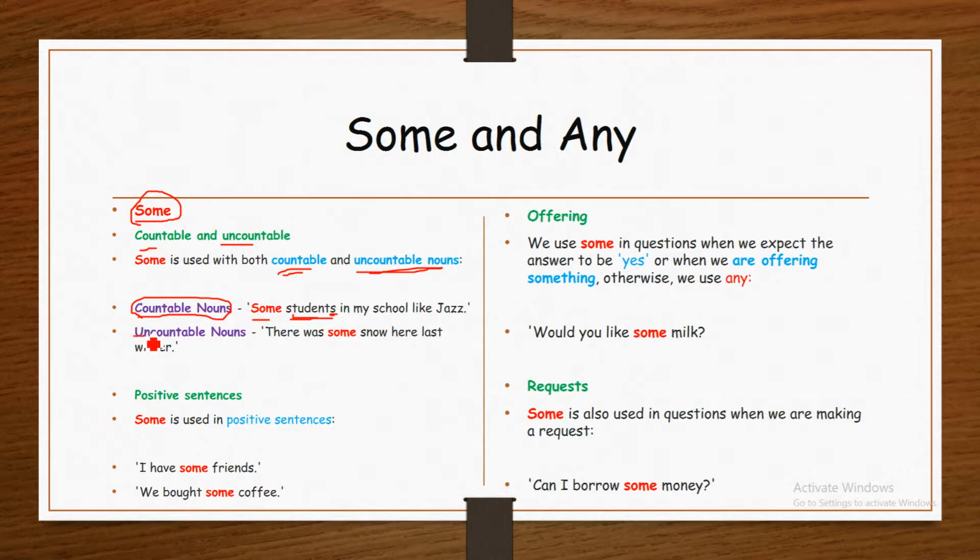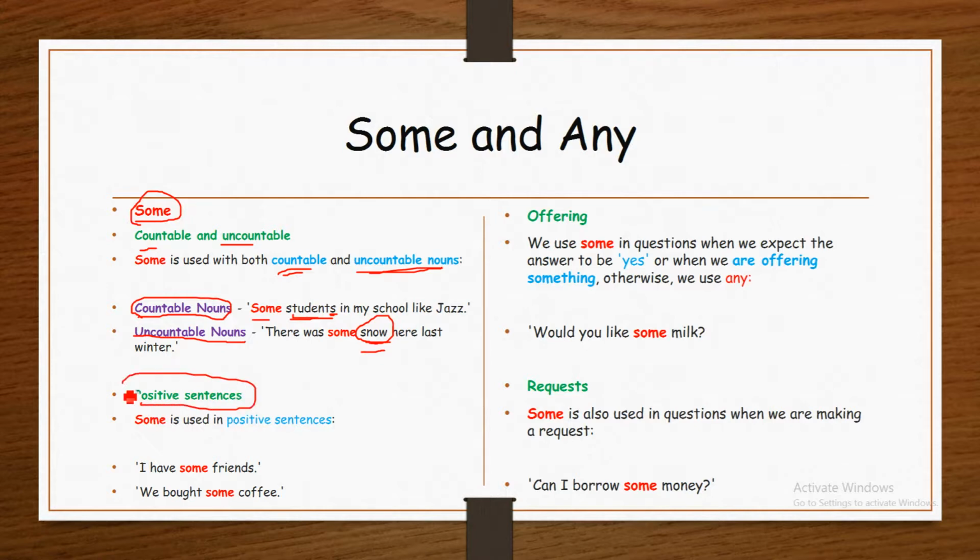Uncountable nouns. There was some snow here last winter. You cannot count snow: one snow, two snow, three snow. So snow is an uncountable noun. There was some snow here last winter.